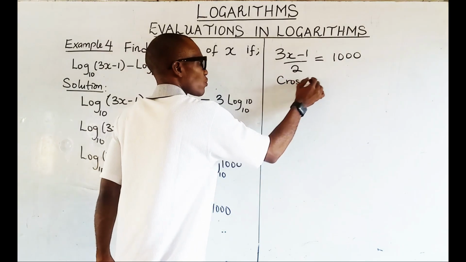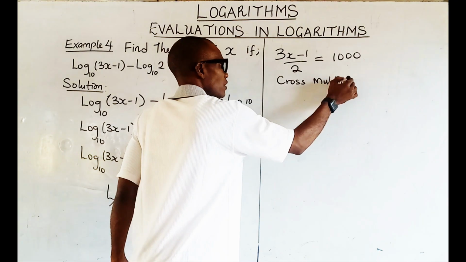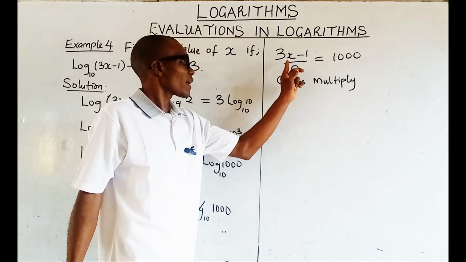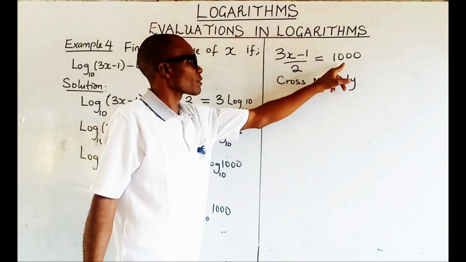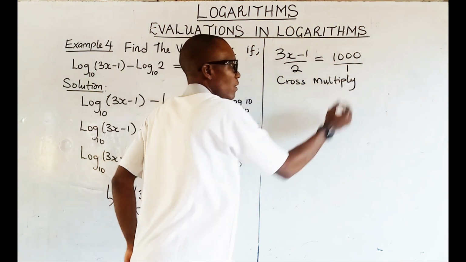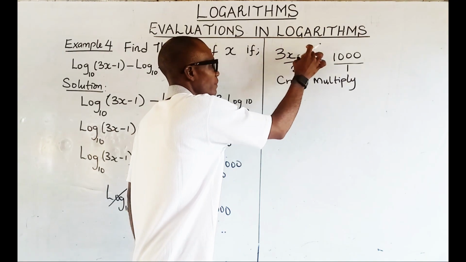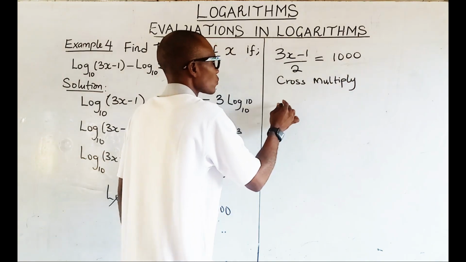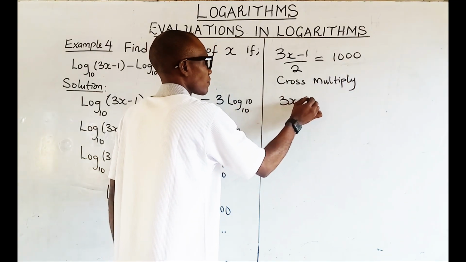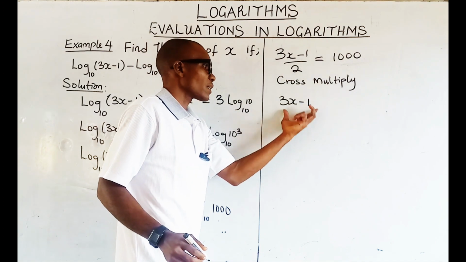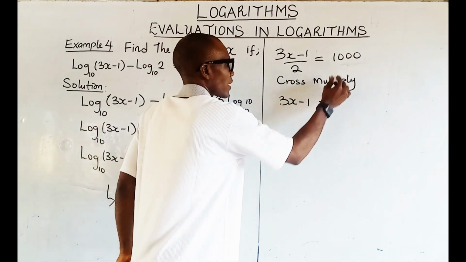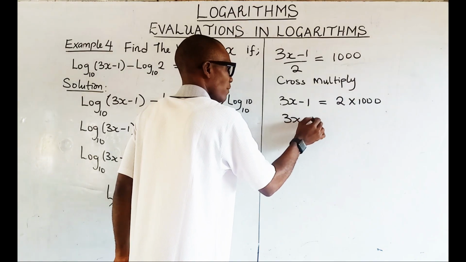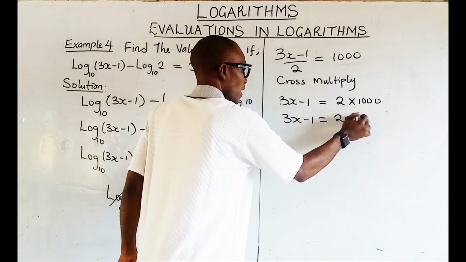All we need to do is to cross multiply. If we cross multiply, 2 will multiply 1000 and 3x minus 1 will be multiplying 1. It's like writing 1000 all over 1. It's still the same thing. So 3x minus 1 will be multiplying 1 and 2 will be multiplying 1000. So we have 3x minus 1; if it multiplies 1, we get the same thing. And here we have 2 multiplied by 1000. So we have 3x minus 1 is equal to 2000.